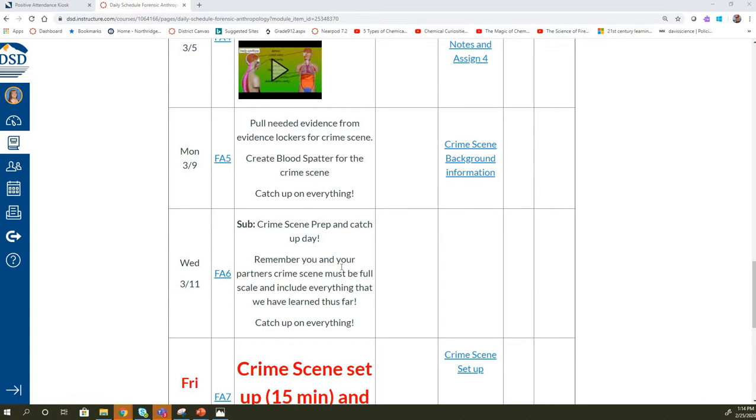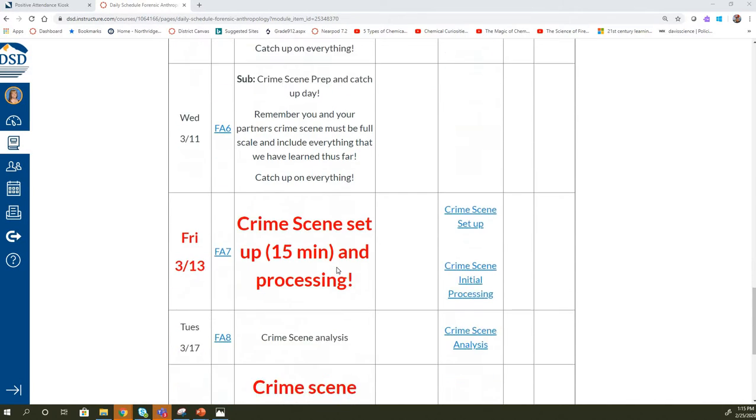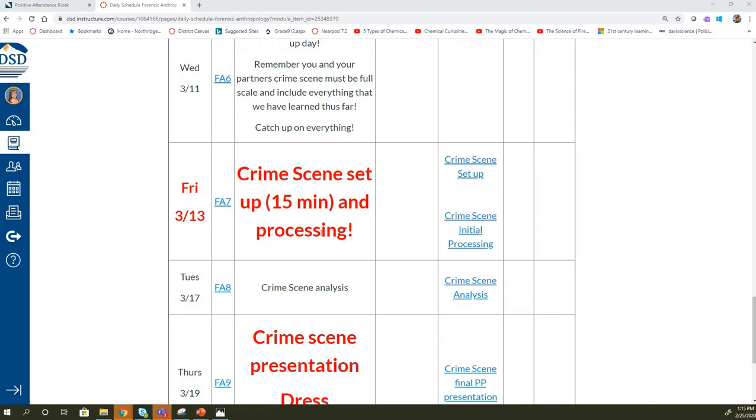You'll get one more day after that Monday as a prep day. That day I have to go down to Slick. So this day right here is your fine-tune everything, get everything done for your crime scene. Then on Friday you come, you set up your crime scene, and then you have to be able to set it up in 15 minutes. I am giving you a grade for that setup. So if it's not set up and it's not complete within that 15 minutes, your grade's going to go down. So look at that rubric.